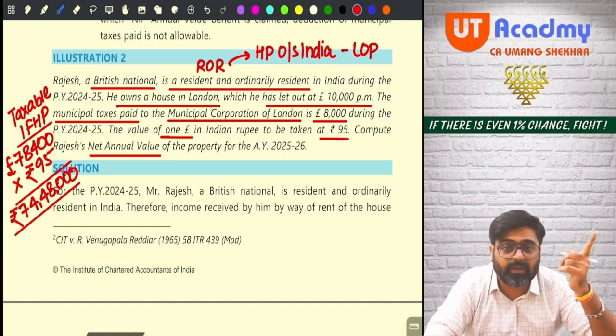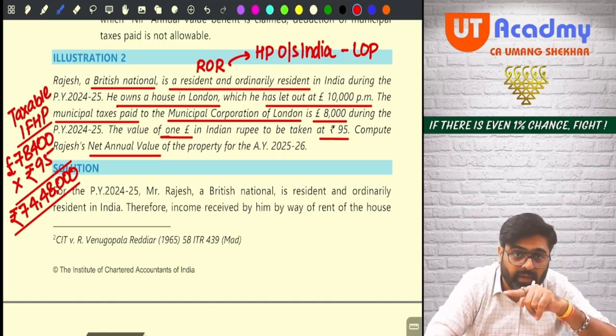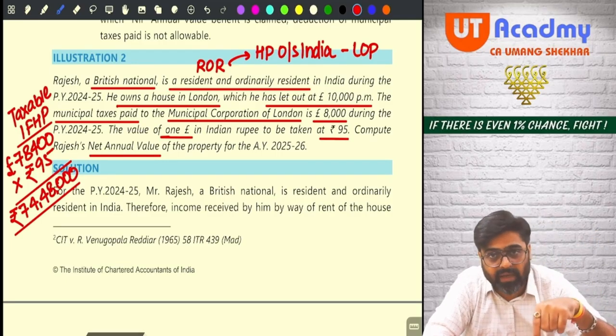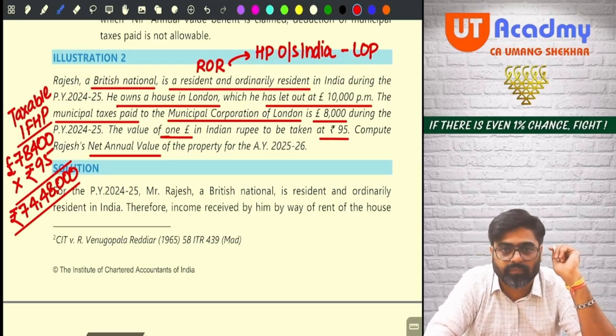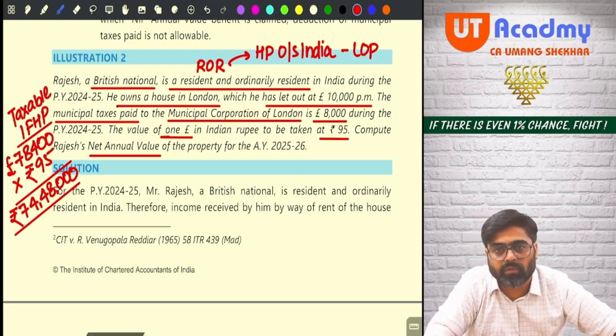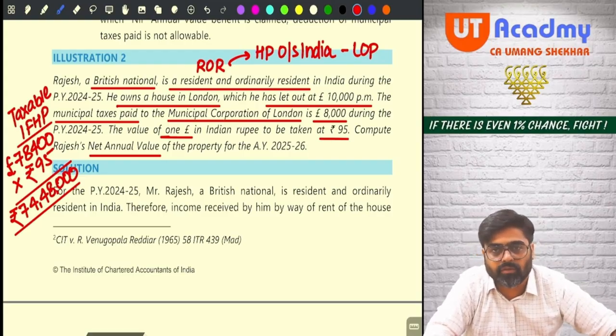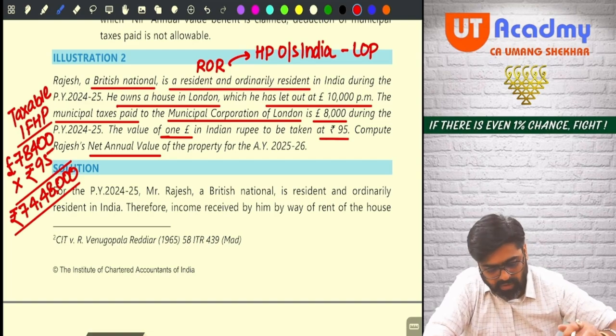If they would have asked me to calculate this amount, I would have calculated one step ahead. After NAV, I would have taken the deductions and my final income would have been this much. I hope you understood. Shall I move ahead? So this was an easy question, no? Do you want me to show the presentation, or will you be able to do it? Very good.